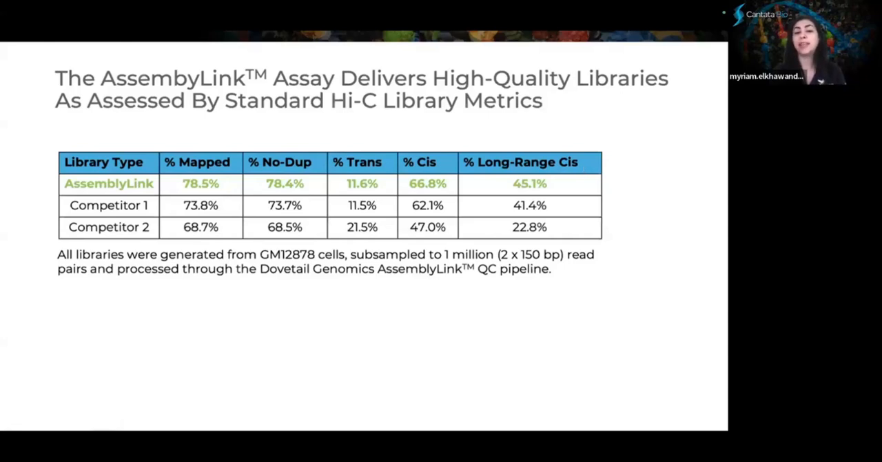And what you can see is that the AssemblyLink library is enriched in long-range information, which is the hallmark of Hi-C assays. It also has a higher percentage of mapped read pairs and a higher percentage of cis read pairs. And this results in more informative read pairs for the downstream analysis.